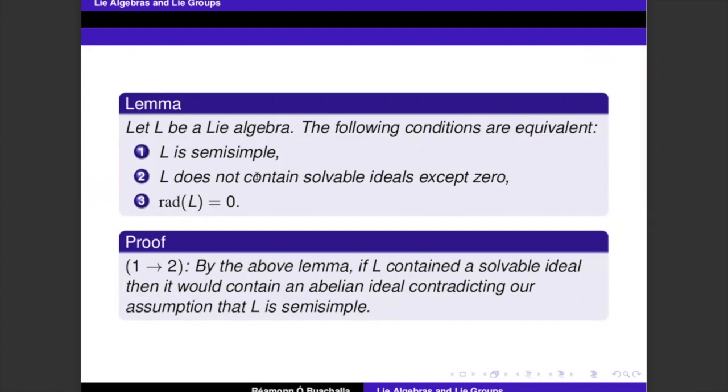But it's better to have the condition that looks at least weaker, because there's less to check when you're trying to verify that something is actually semisimple. But the moral is that replacing an abelian ideal with a solvable ideal in the definition of semisimplicity doesn't do anything. And that all really comes from the previous lemma, where we show that any solvable ideal has an abelian ideal.